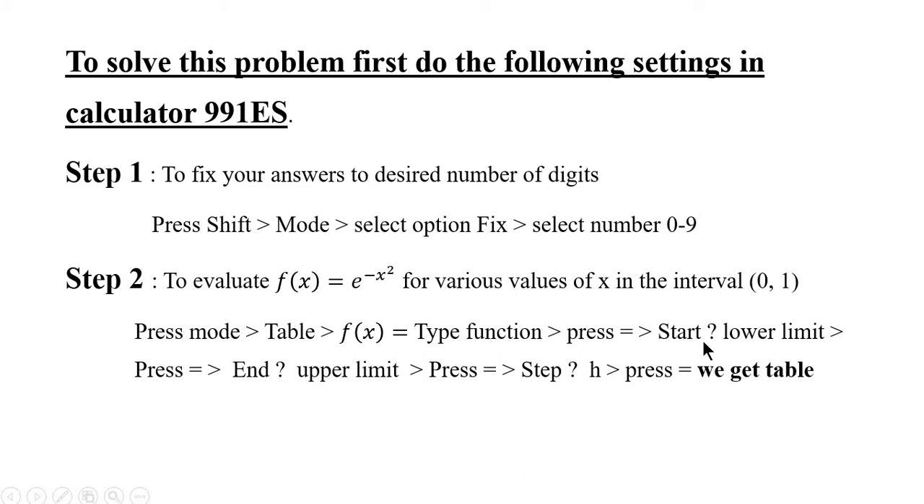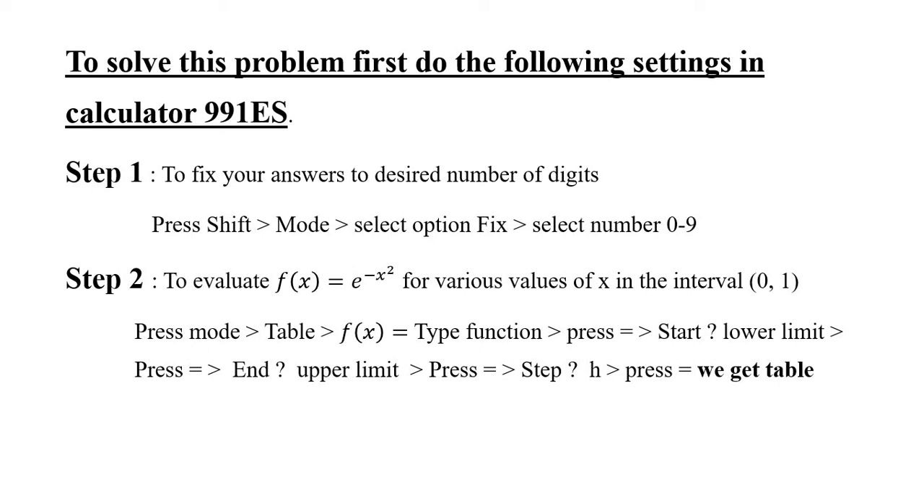It will ask you what is the starting value, which is the lower limit 0. Press equal to. It will ask you what is the ending value, which is the upper limit. Here upper limit is 1. Press equal to. It will ask you what is the step size. Type the value of h, which is 0.1. Now press equal to. We will get the desired table. You can copy down that table in your notebook. You can note that each answer will be fixed up to 6 decimal places.